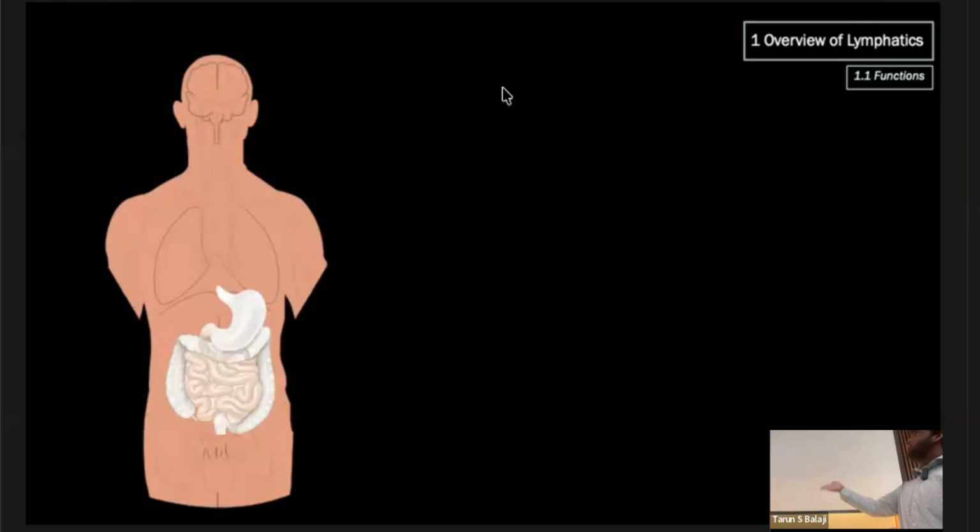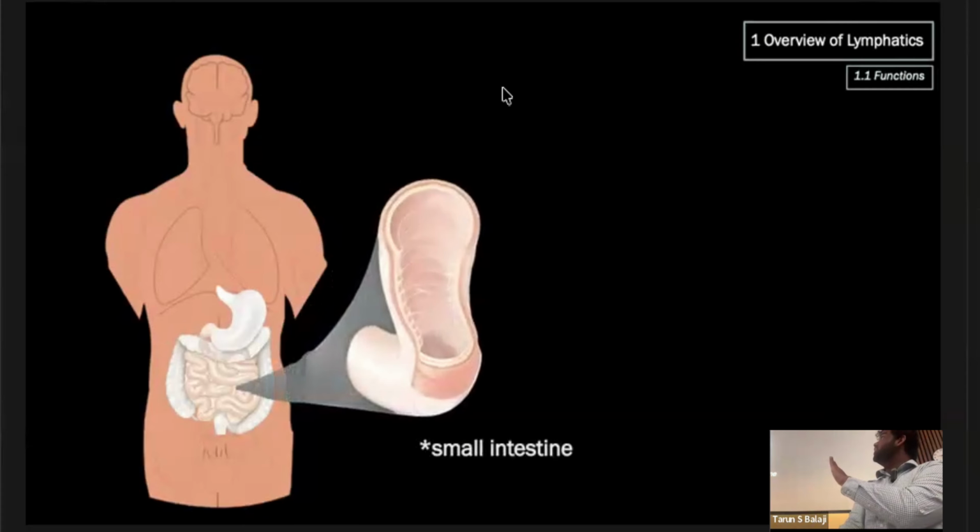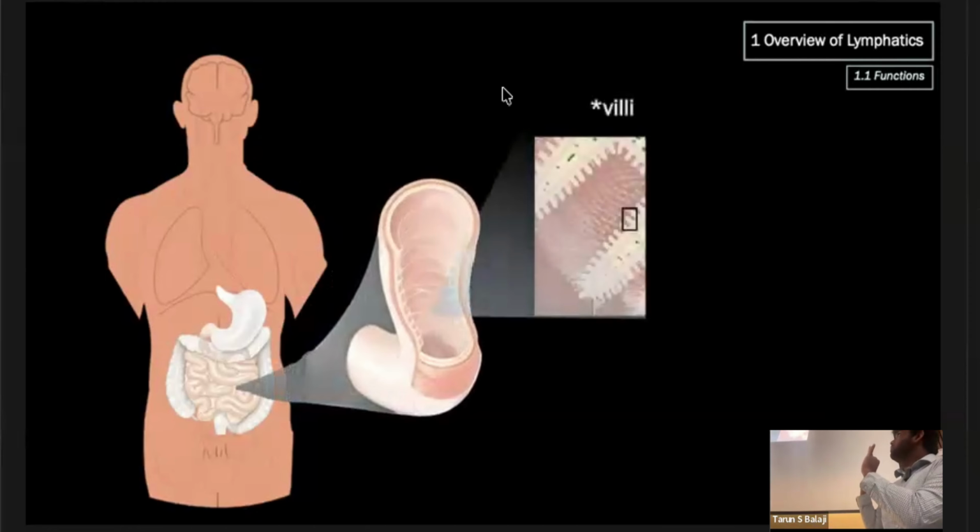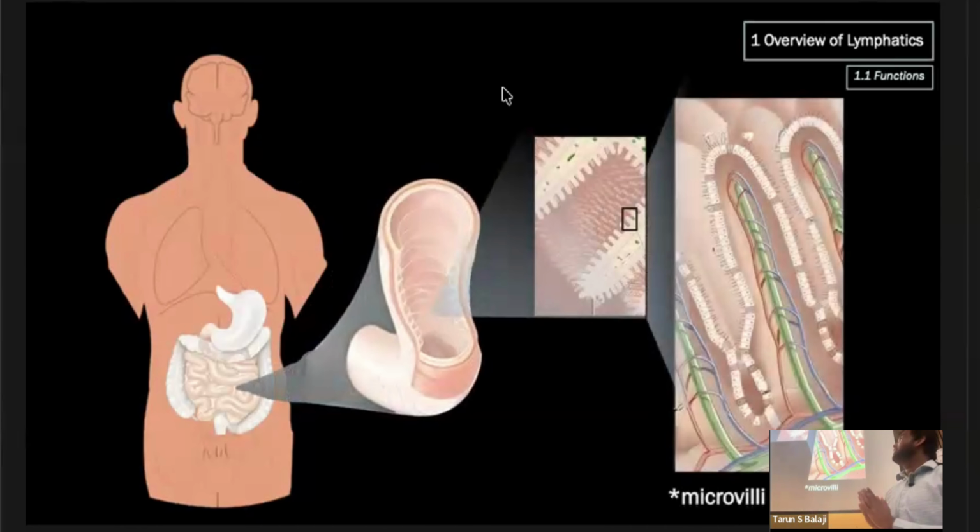Okay, so we're going to take a hard pivot: digestive system. You're going to cover this with Dr. Rowe later. We're zooming into a section of the small intestine. If you zoom in really close, you get to see these tiny little bumps. They're called villi. And if you zoom in again on these villi, they've got even more tiny projections called microvilli. Now, what do you see? You see a vein, an artery, and, gasp, a lymphatic capillary.